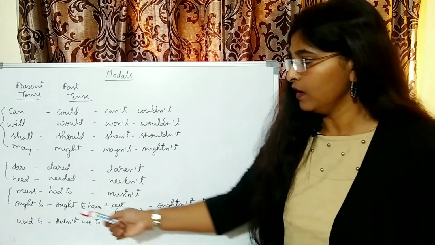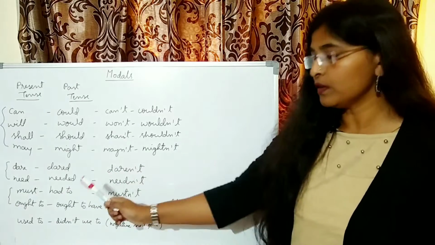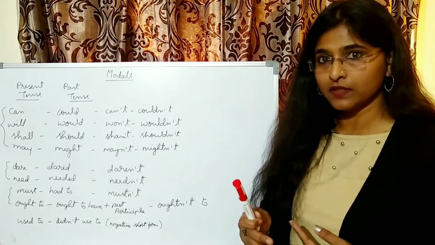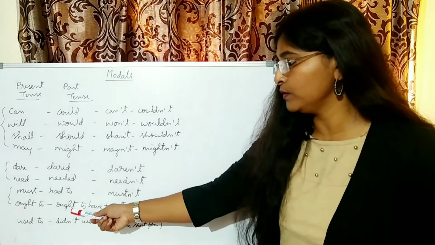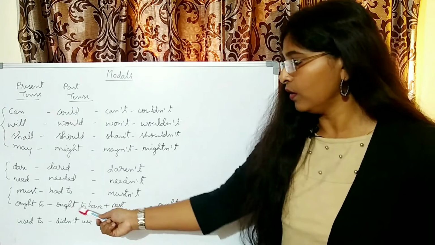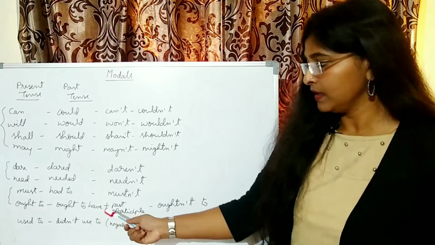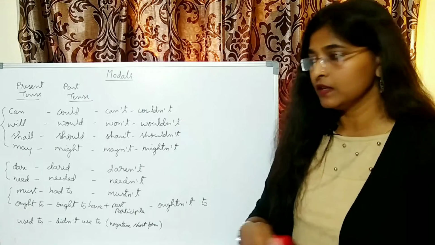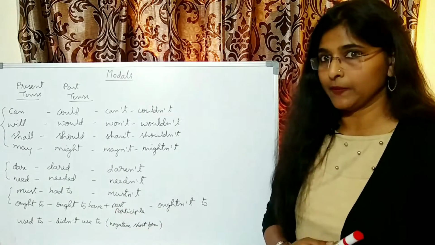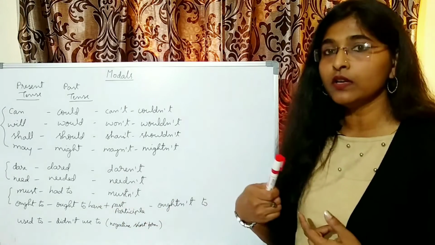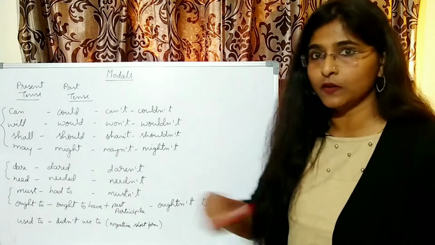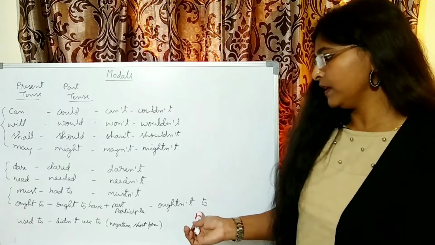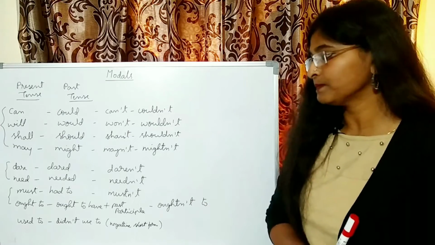Ought to. It also doesn't have the past form. If you want to talk about the past, then you have to use it in this way: ought to have plus past participle. When the have form comes, then definitely we use the past participle. In this way you can talk about the past instead of ought to in the past tense. Oughtn't to is the negative short form.